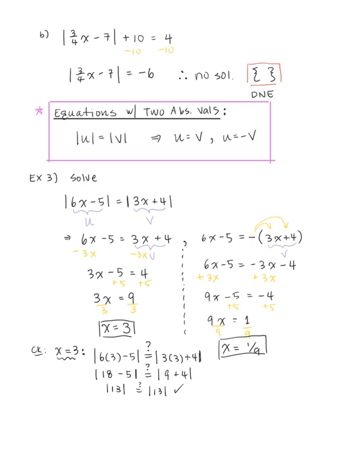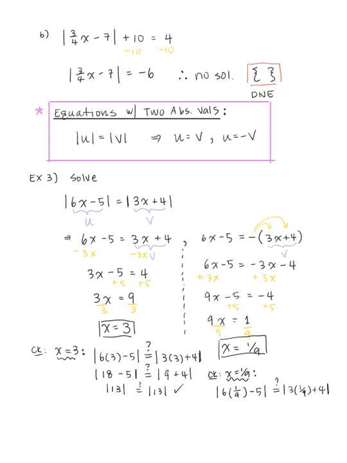Now let's check. I'm running out of room, so let me go over here. Check when x equals 1 over 9. Don't hate. I know that you probably don't like fractions, but become one with it. Alright, so we're going to have 6 times 1 over 9 minus 5. Is it really going to equal the absolute value of 3 times 1 over 9 plus 4? That's a 9, sorry. Alright, so let's take a look.